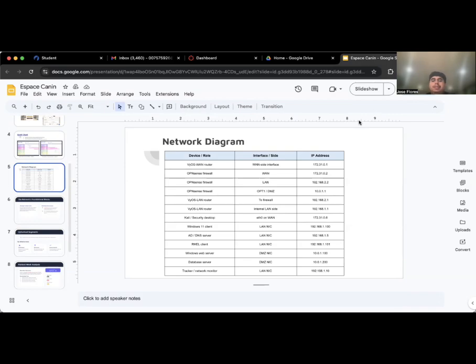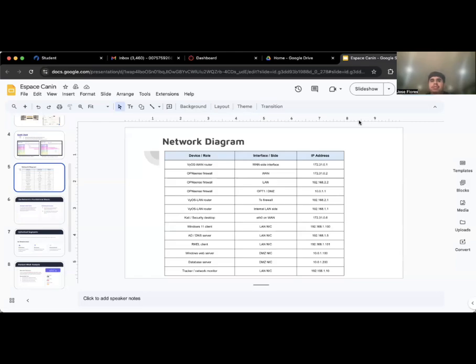Inside the LAN here, we got our Windows 11 client and our Active Directory and our DNS servers, as well as our RHEL clients, all sitting in the 192.168.1 range. Our DMZ hosts and our web server and our database servers are all sitting in the 10.0.1 range. And this is pretty much to keep them isolated from the main LAN, which is exactly how you want it in a real environment.